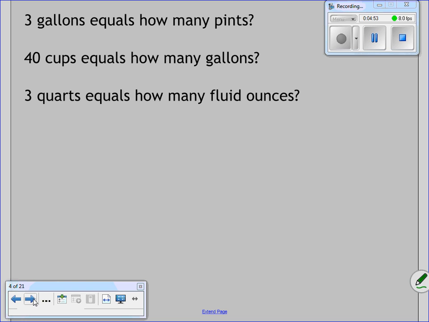Perfect. Let's keep cruising here. So 3 gallons equals how many pints? Well, 3 gallons. I'm going to draw my G.